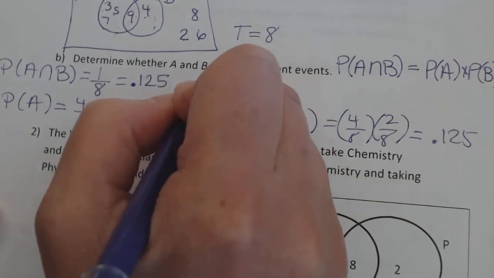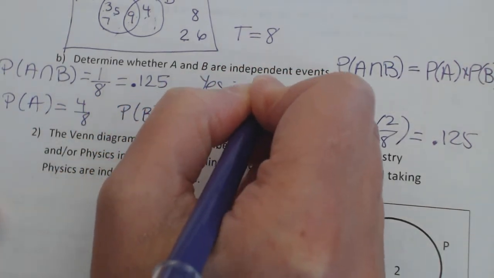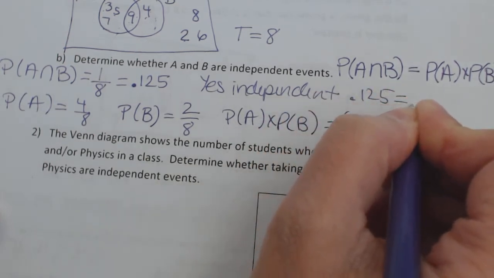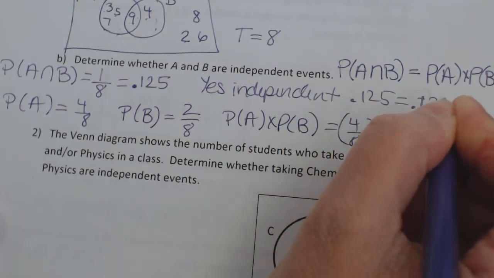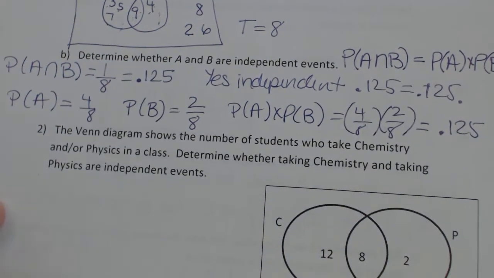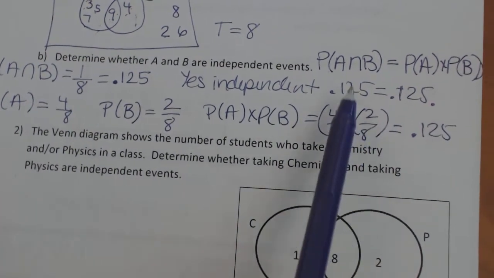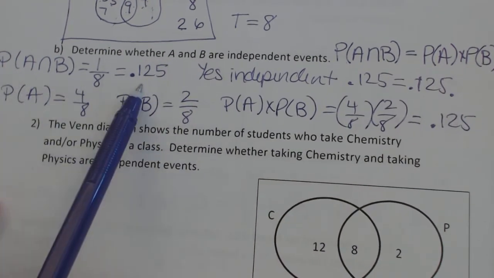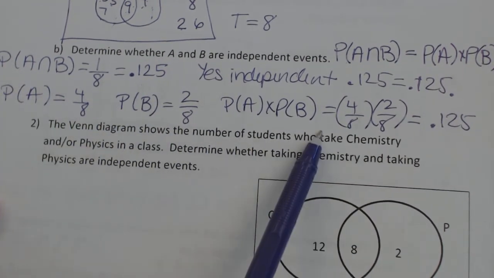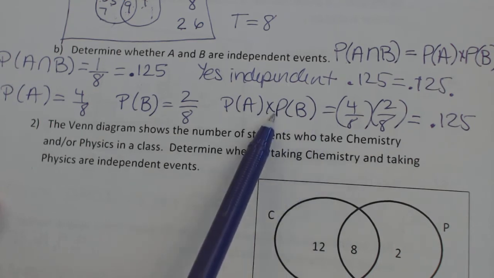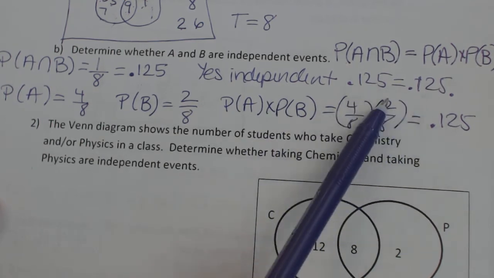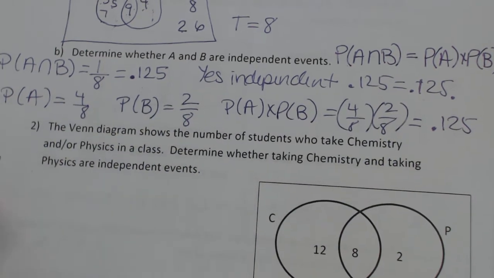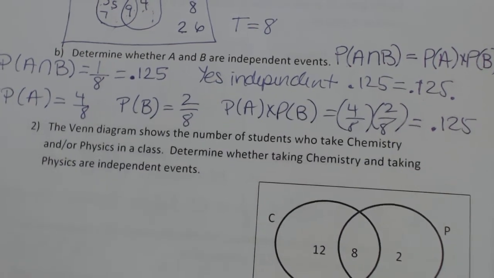So we can say, yes, independent, 0.125 equals 0.125. There we go. And so showing all of this work, especially I wrote down what the rule is here. I showed my work for the probability of A and B. I also showed my work for the probability of A times the probability of B. And I showed that those two were equal, so I can say yes, independent. All of this work needs to be shown to determine whether they're independent events or not.